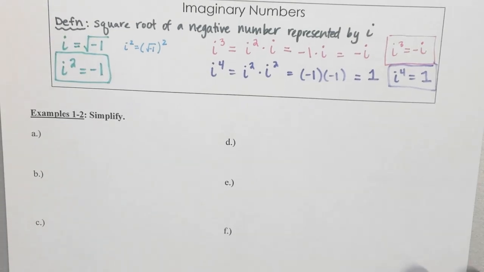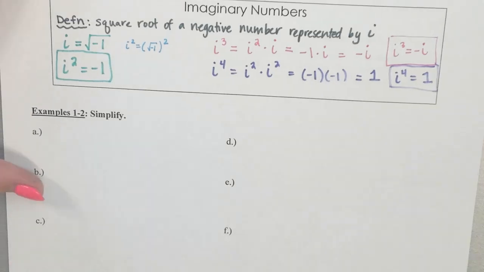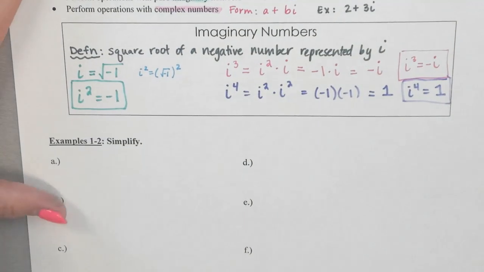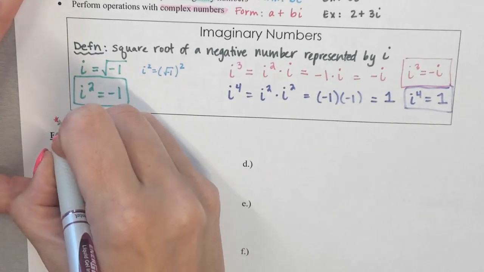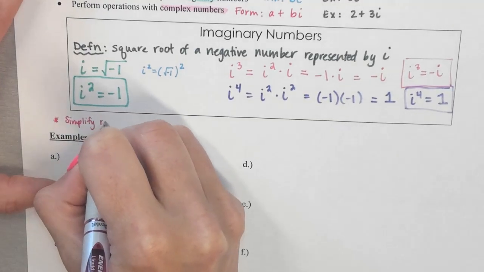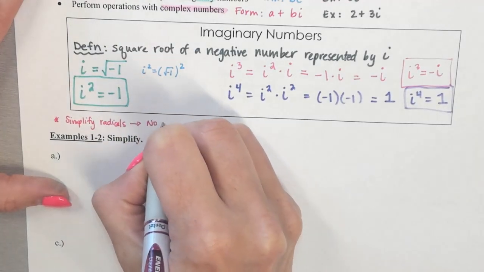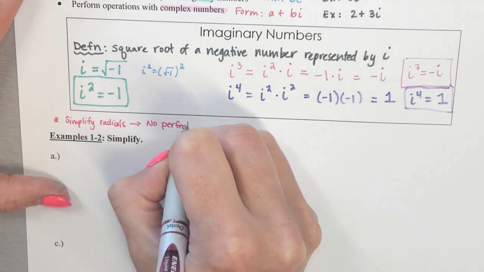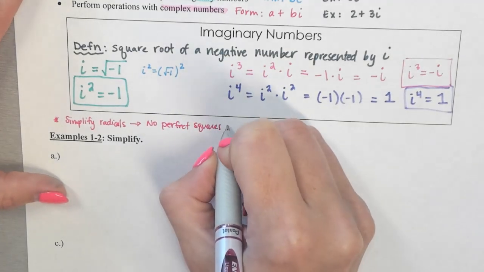Whenever you are simplifying radicals, like we did for our warm-up, you never want to have any perfect squares under the radicals. So when it says simplify, that means there's no perfect squares under the radical.